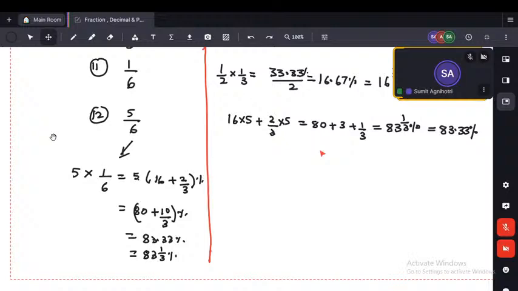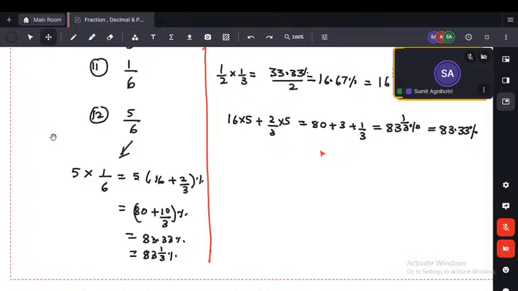One over 7. It will be good if you remember that 1 over 7 is how much? 14.28%. Okay, let's convert. How can you convert it? If I ask you to do so, how will you do it?